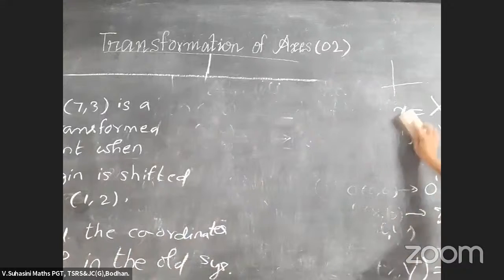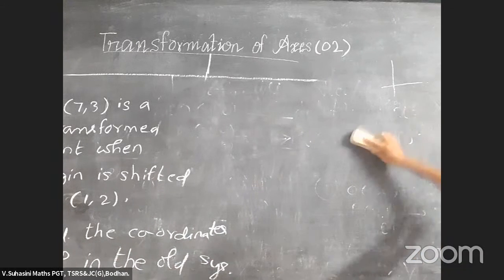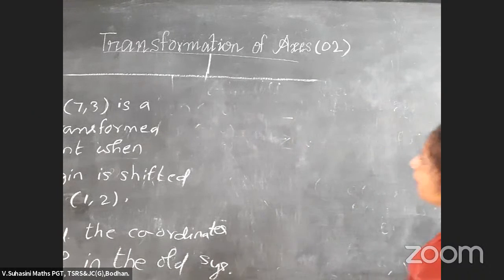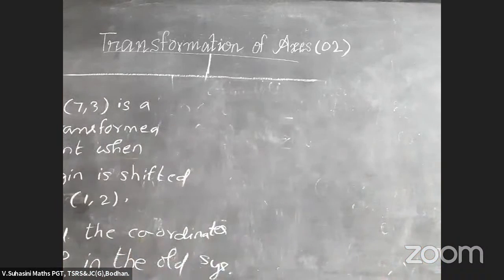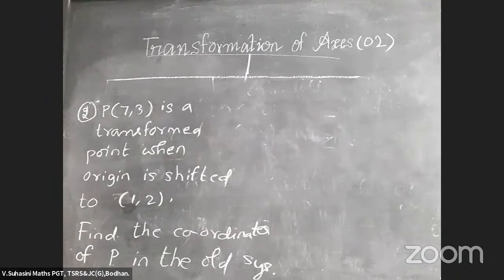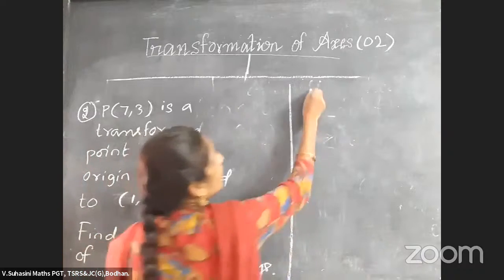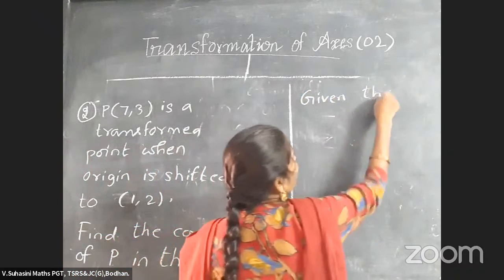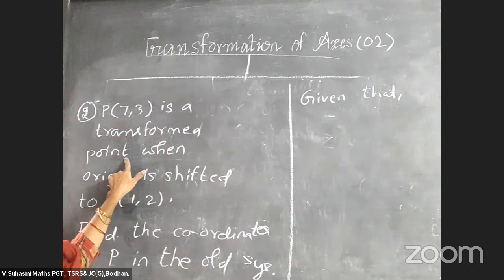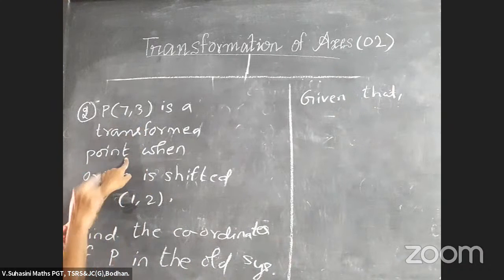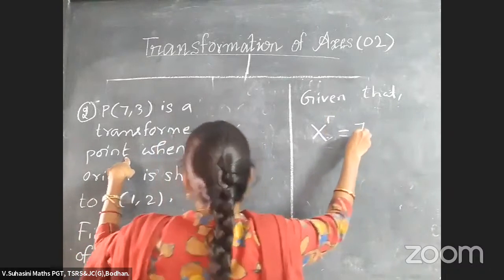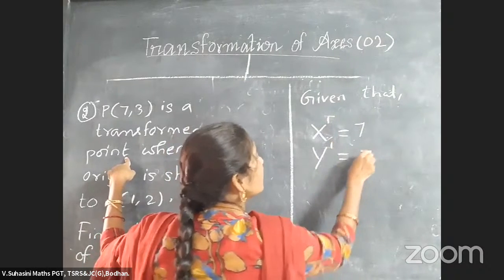Read the question, children. Reading the question and understanding the data is very, very important. In maths, especially in coordinate geometry, your command over the language is very, very important. Let us understand what is given. Given that P 7, 3 is a transformed point. One point is changed as 7, 3. Because it is a transformed point, x dash is 7 and y dash is equal to 3.